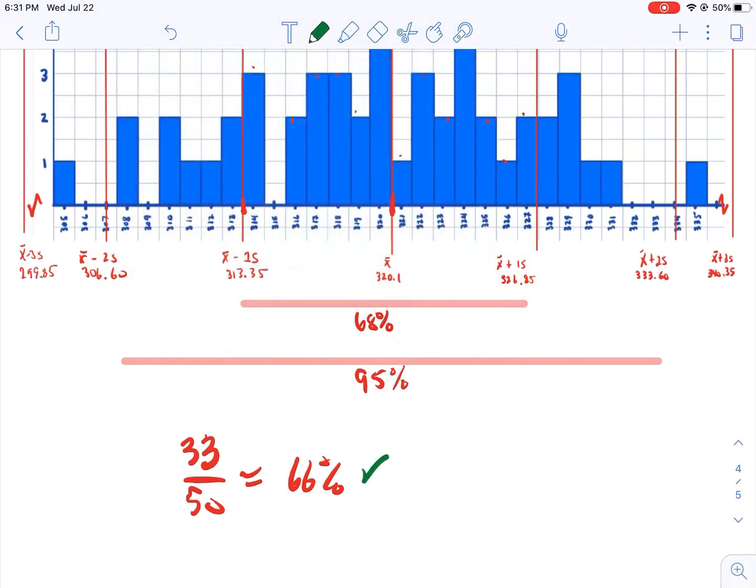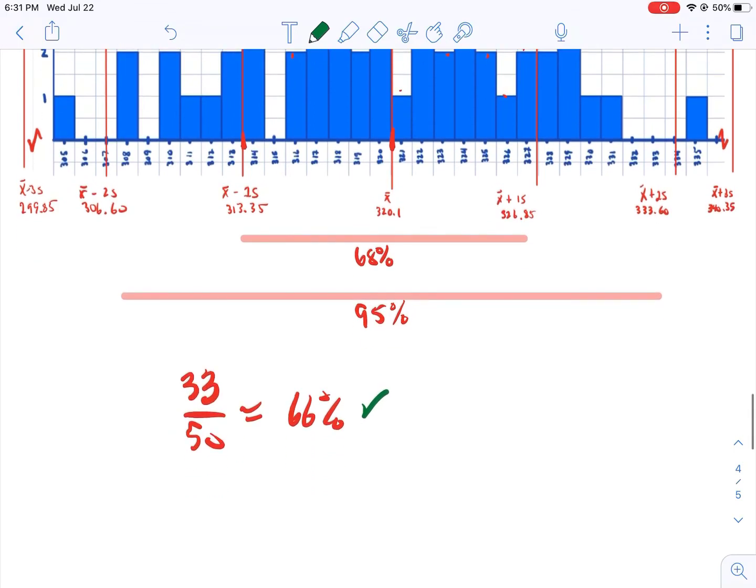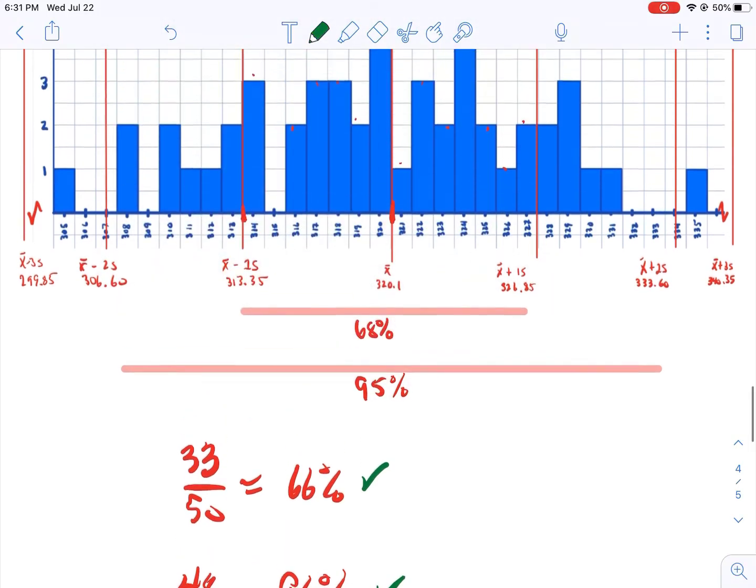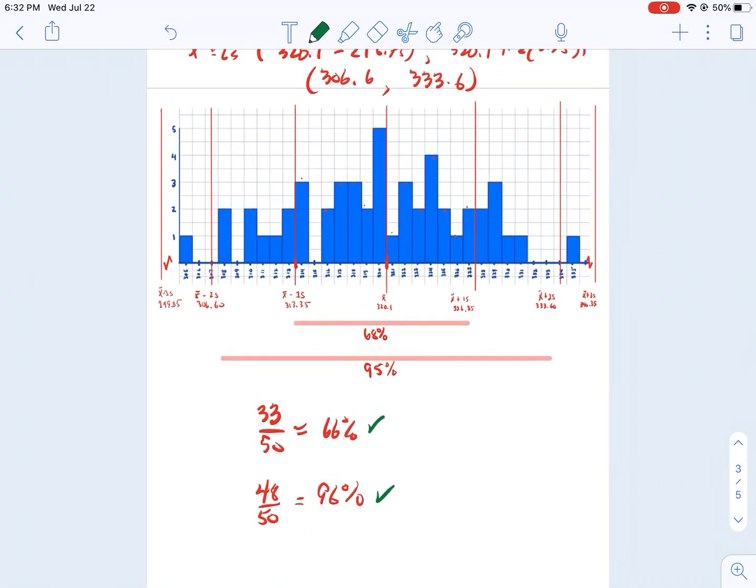And then if I count up all of the points that are within 2 standard deviations away, I got 48 out of my 50, which of course is going to give me 96%. And that's really pretty darn close. So this one appears normal, it distributes like normal, and we've answered all of the questions.